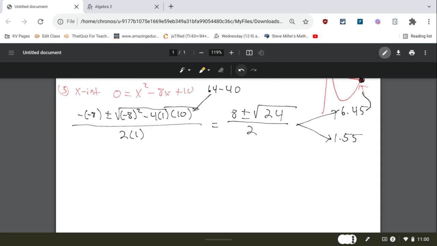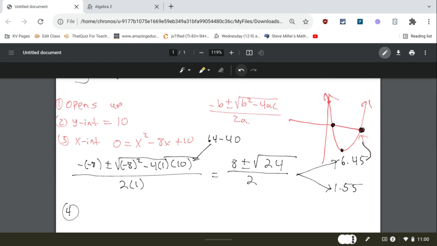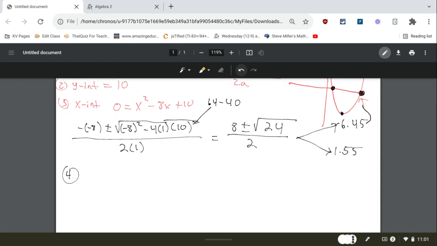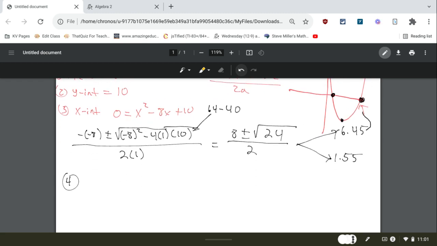To find the vertex of something that's in standard form is not as simple as in vertex form. There's two main ways that you can find it, though. The way I'm going to do it first here is by completing the square. So I've got y equals x squared minus 8x, and I'm going to move that 10 over a little bit to give some space.